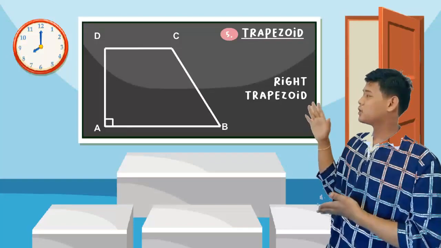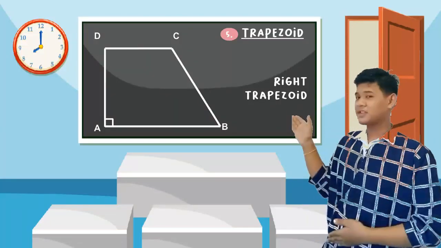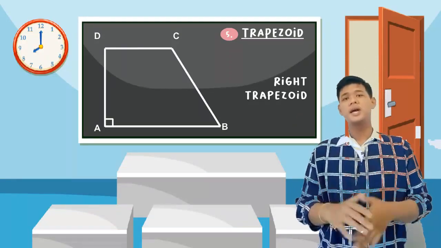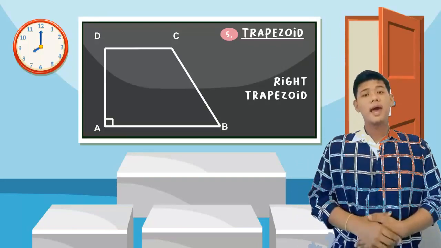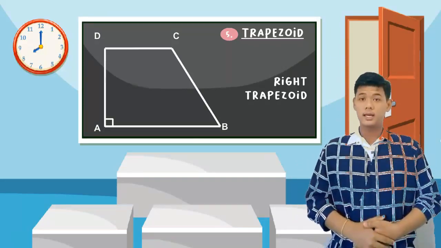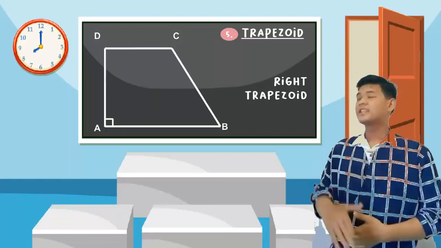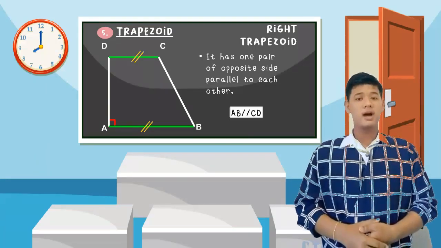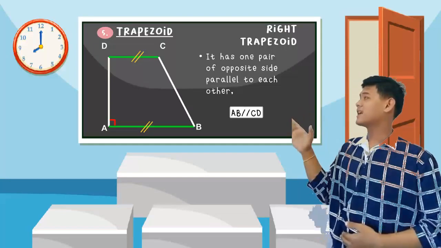Can you look at the picture of right trapezoid ABCD? From the picture, we know the characteristics of a right trapezoid. The characteristics of a right trapezoid are: 1. It has a pair of equal angles, angle A equals angle B equals 90 degrees. 2. It has one pair of opposite sides parallel to each other, AB parallel CD.